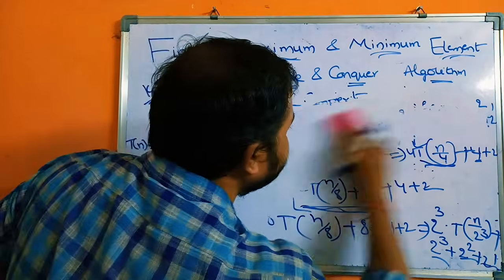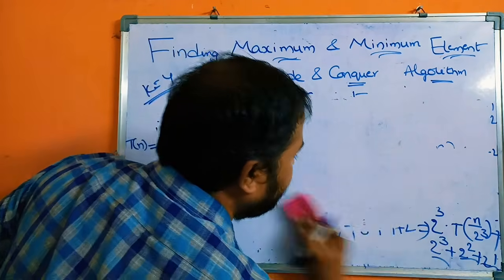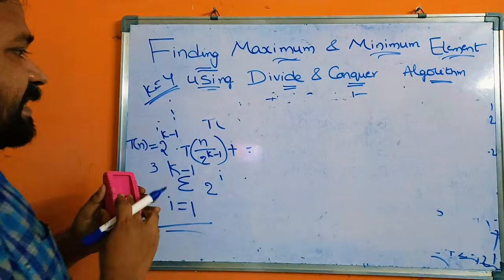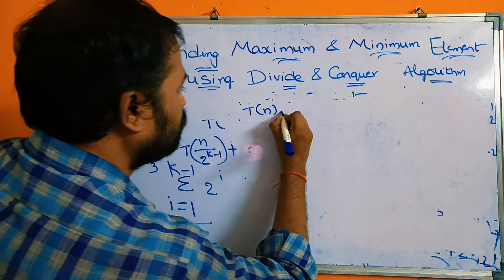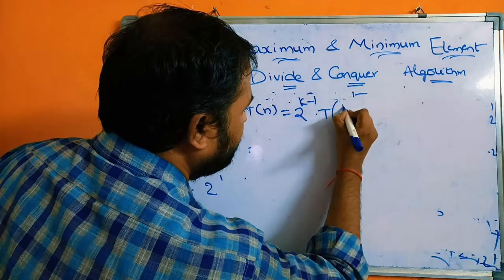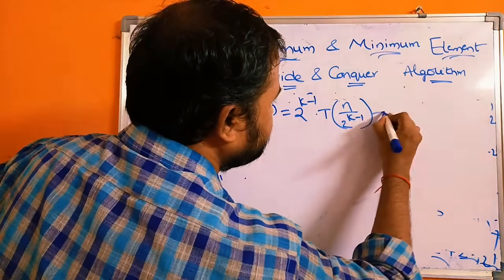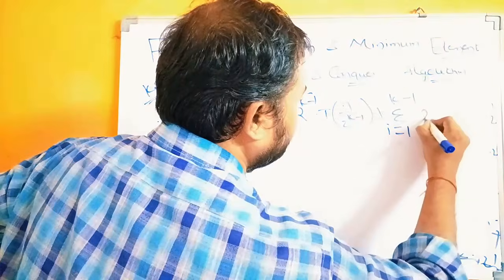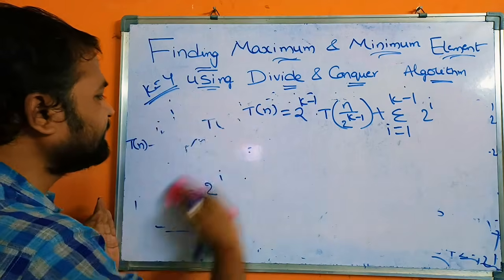So now let us calculate this equation. How can we get the time complexity by solving this equation? Here this is the kth term, the last term. So T of n is equal to 2 power k minus 1 into T of n by 2 power k minus 1 plus sigma i is equal to 1 to k minus 1 of 2 power i. So now we have to derive this equation.